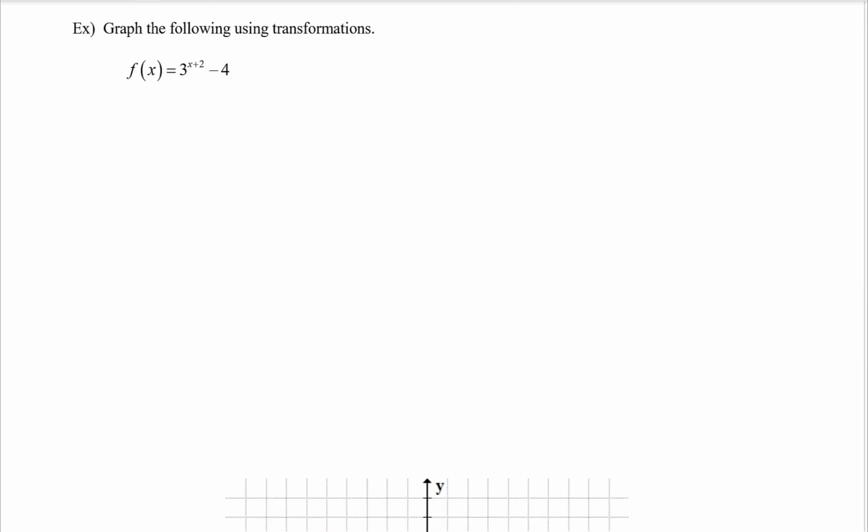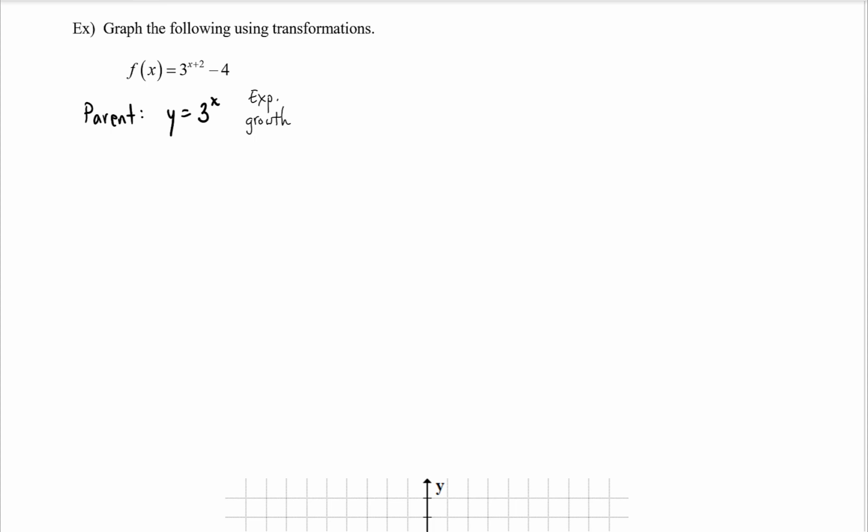So for example, let's say I wanted to graph this exponential function. Well, the first thing I would recognize is that the parent is y equals 3 to the x. The base is 3. So that's my parent, y equals 3 to the x. This is exponential growth. It's 1 plus 2, so it's a 200% increase.